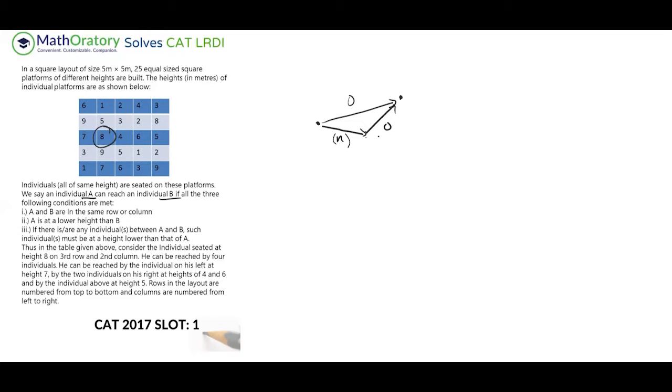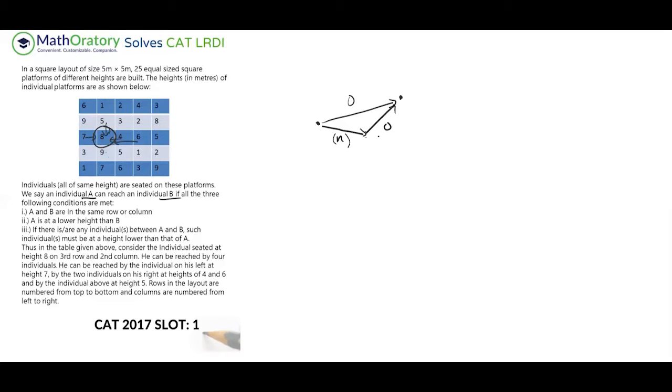So which are the individuals? Obviously 7, obviously 5. See, not via 1. You cannot reach via 1 because this condition is violated. If you have to reach from 1 to 8, the 5 had to be lower than 1 in height, right? But that is not true. So you cannot reach via 1. 9 is definitely not possible. You cannot reach from 9 to 8 because that's a higher height than 8. 4 to 8 is possible. Even 6 to 8 is possible. So these will be the individuals.